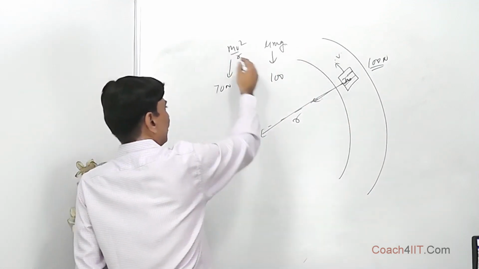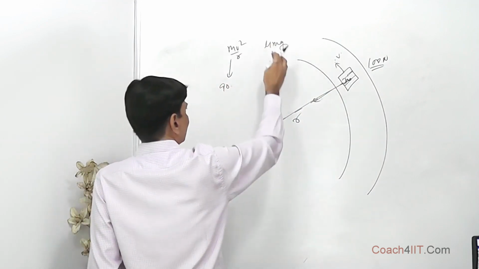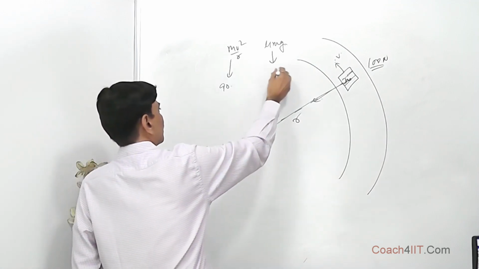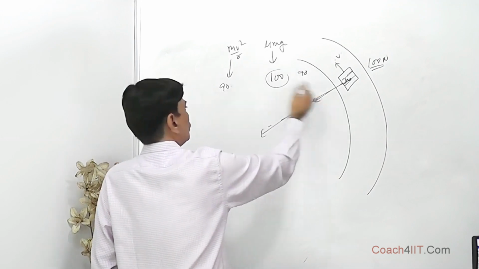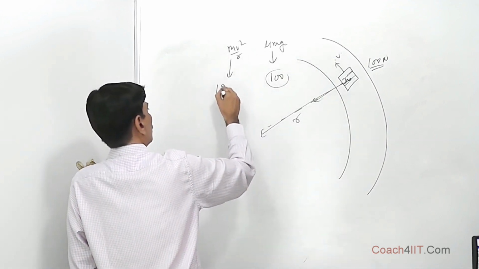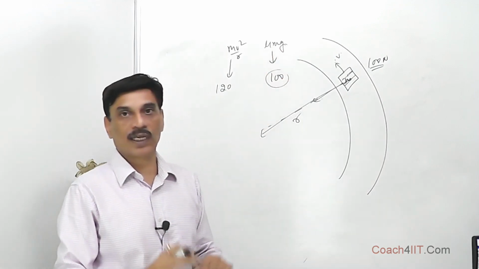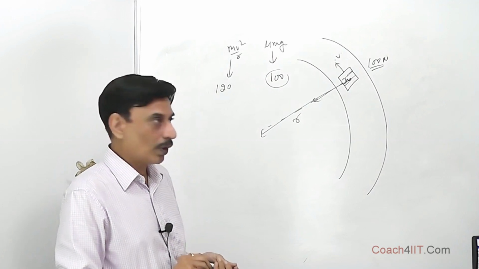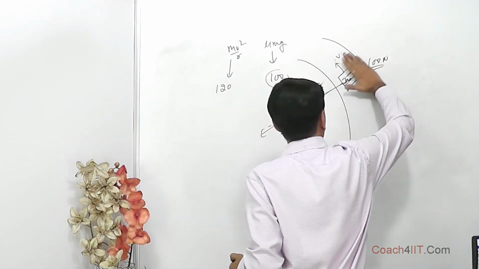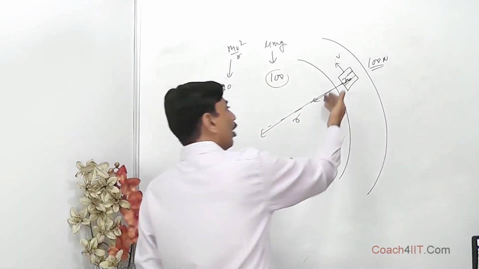Now, if this driver increases the speed, and the requirement comes out to be 90 Newton, the limiting value of friction force says, okay, I will self-adjust to 90 Newton and you easily navigate. Now the driver increases the speed so that the requirement is 120 Newton. Friction force says, my limiting value is 100 Newton, I cannot go beyond this. So as a result, when the speed is more, the car slips.